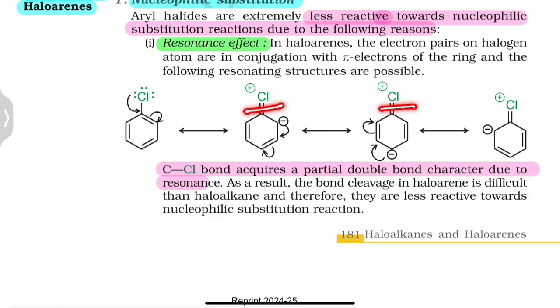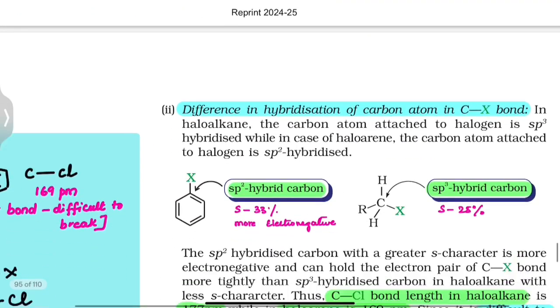Therefore, breaking this bond, that is the carbon-chlorine bond, becomes very, very difficult. Therefore, substitution reaction is difficult here. The carbon-chlorine bond acquires a partial double bond character due to resonance, so cleavage, meaning breaking of this bond, becomes very difficult.